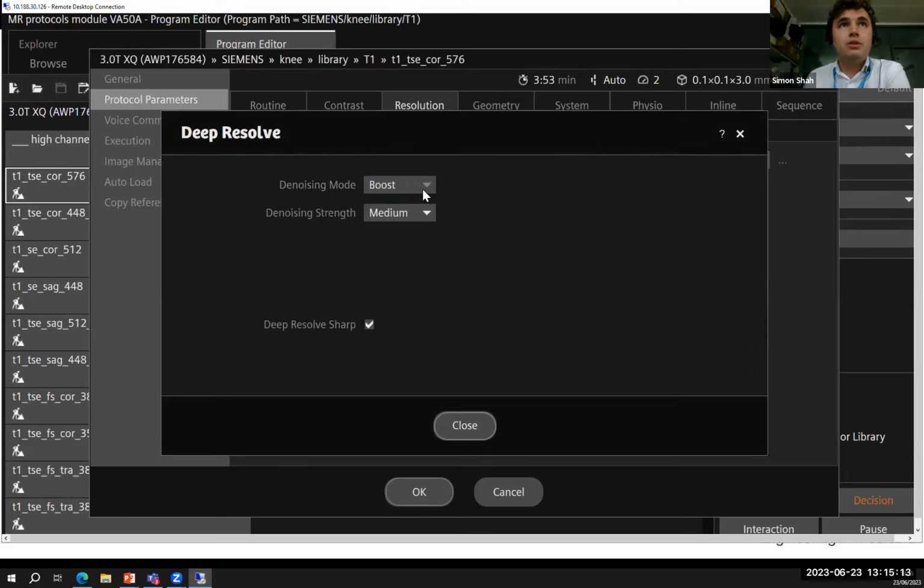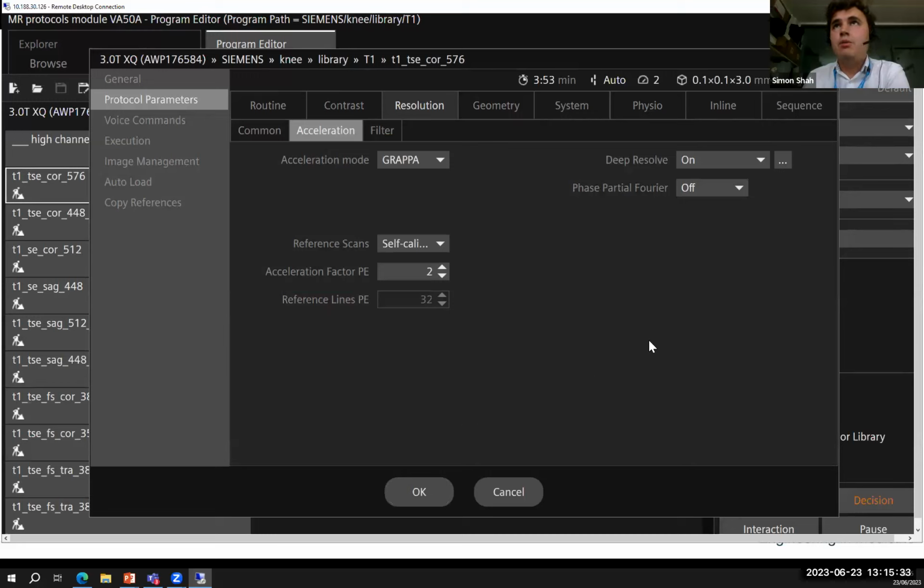If you click on the three dots, you can choose between going to gain and boost. If we go into gain, you have different levels of denoising, 1 to 8, and 1 to 5 on enhancement. But as we're using boost, because we have it, you have medium, low and high. We'll leave it on medium and we'll keep sharp on. So now we've accelerated our protocol, but the time never changed. Just by turning it on doesn't accelerate your imaging sequences. So we need to do something.